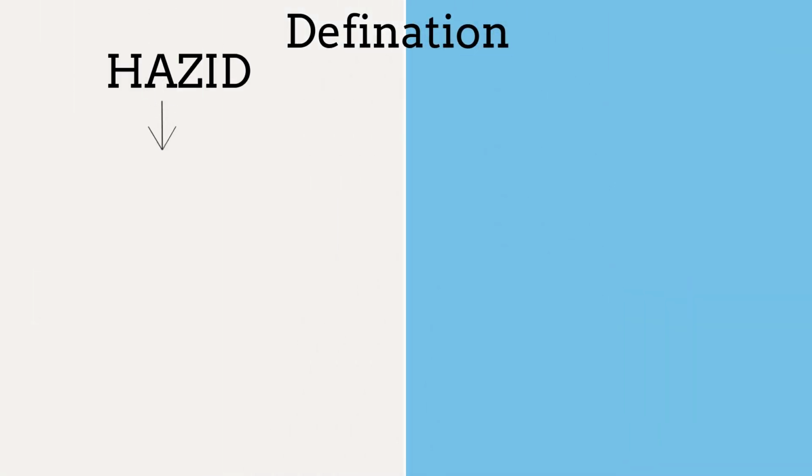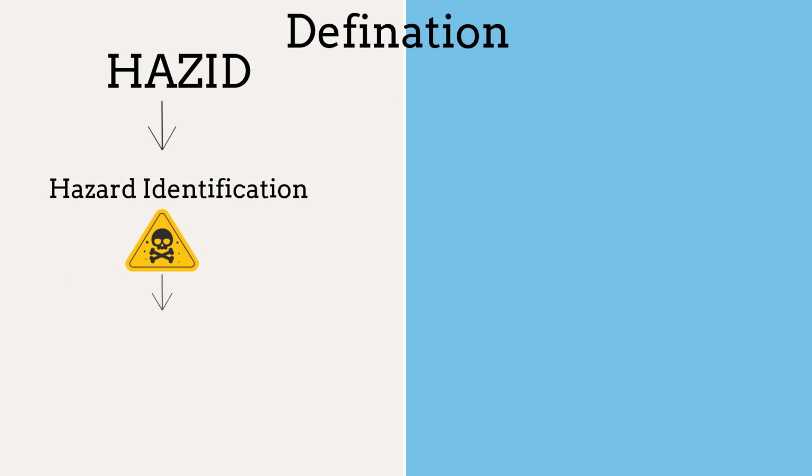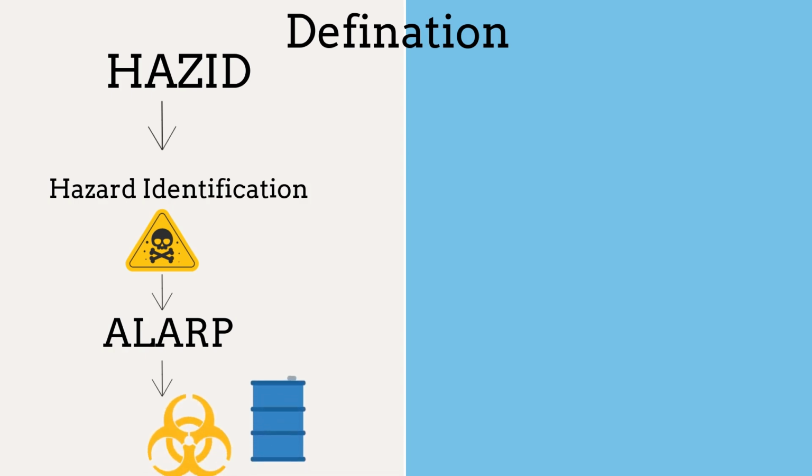HAZID stands for Hazard Identification. It is a structured risk identification and analysis methodology used to analyze hazards within a facility. The goal of a HAZID study is to ensure that all potential hazards and their impacts are identified, and that appropriate measures are put in place to prevent or mitigate these risks, keeping them as low as reasonably practicable, or ALARP. The following are some examples for HAZID guide words: hydrocarbons, ionizing radiation, ergonomic hazards, and security-related hazards.